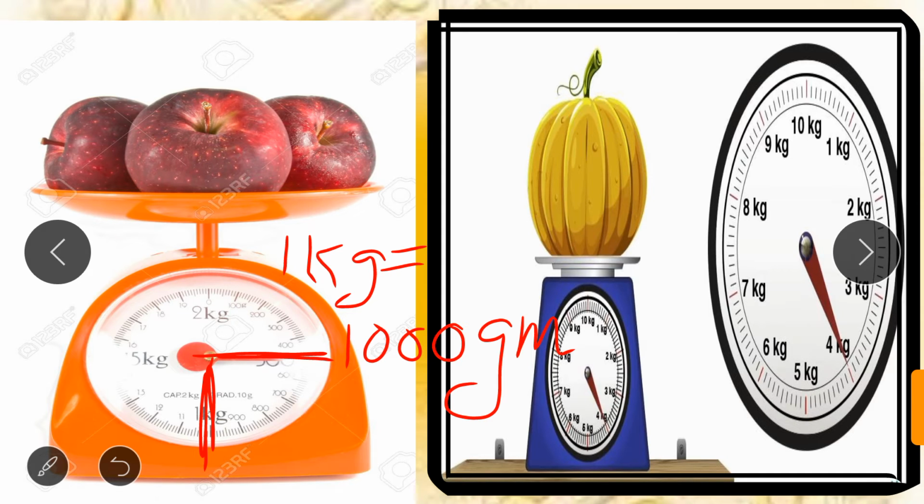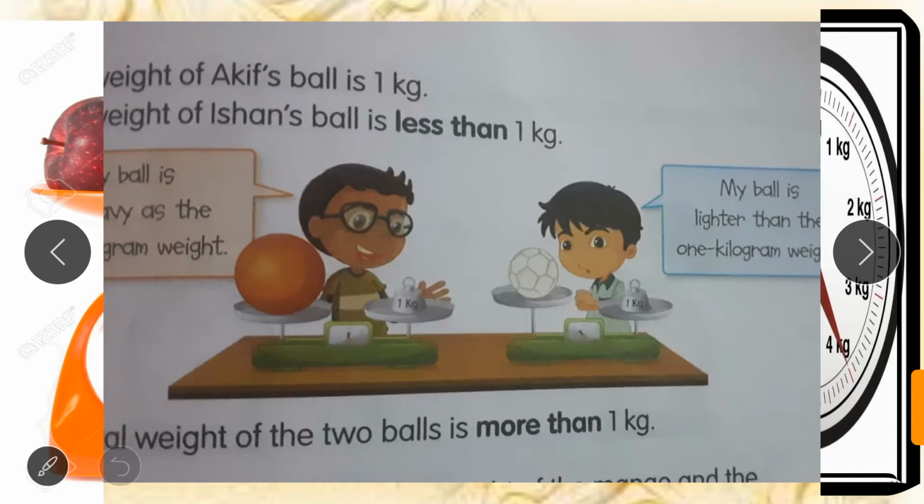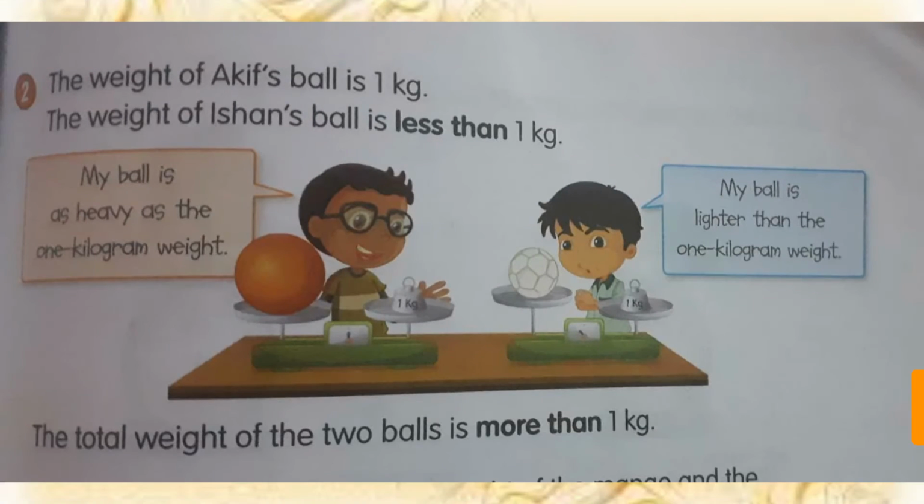In this image, this is measured and the weight of this is 4 kg. Let's see a few more examples from your textbook. The weight of Akif's ball is 1 kg. Akif is this, and the weight of Akif's ball is 1 kg. The weight of Ishan's ball is less than 1 kg. The 1 kg weight is here and both balances are in the same position, so they are balanced.